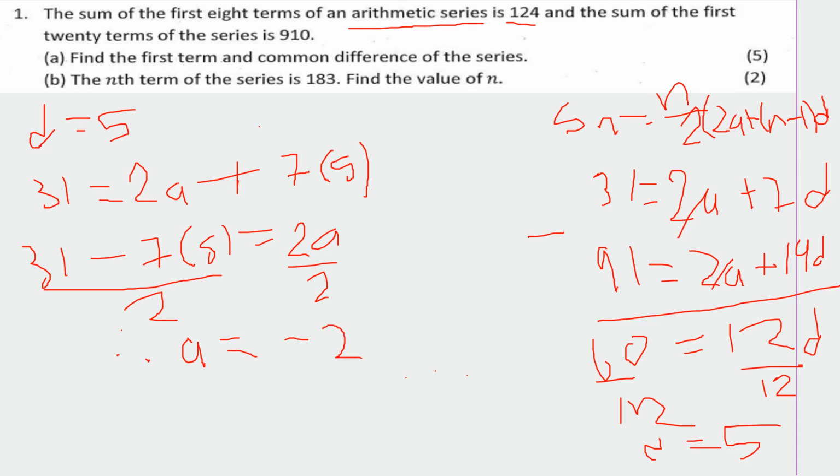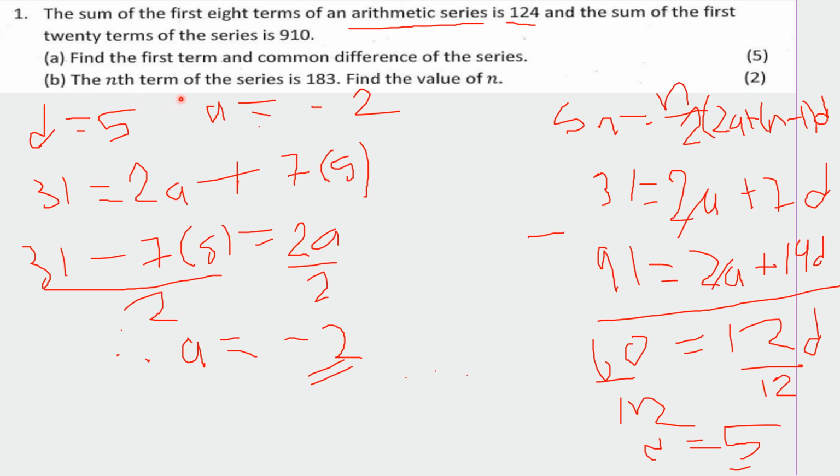So we have the value of d being, let me just write the value of a here. The value of a will be what? Will be negative 2. So we have calculated the value of d as 5 and also the value of a as negative 2. So we are done with number A. So number B says what? Number B says find the nth term of the series.